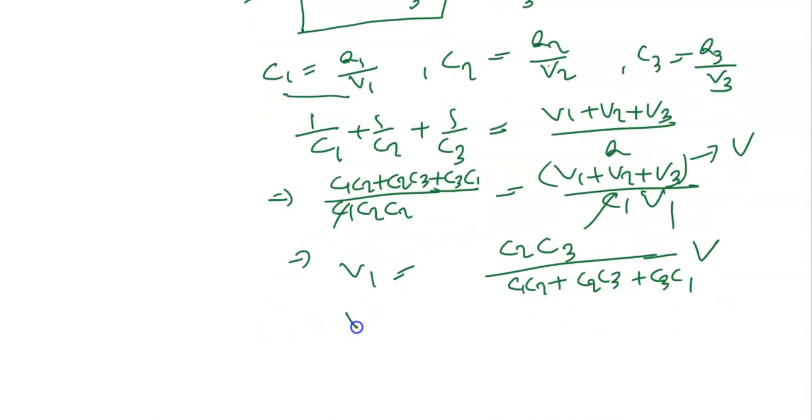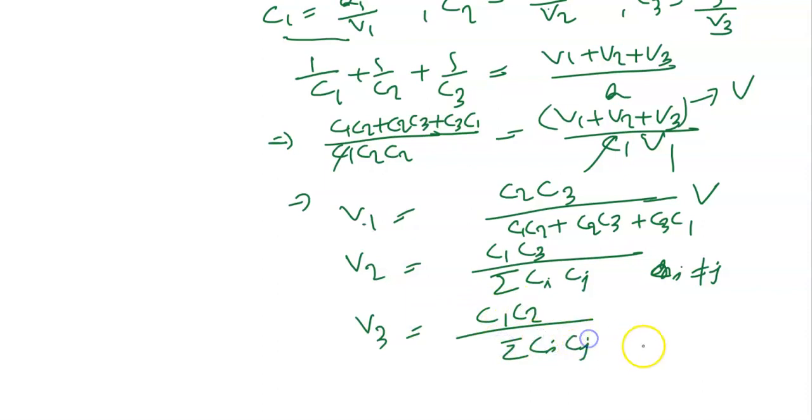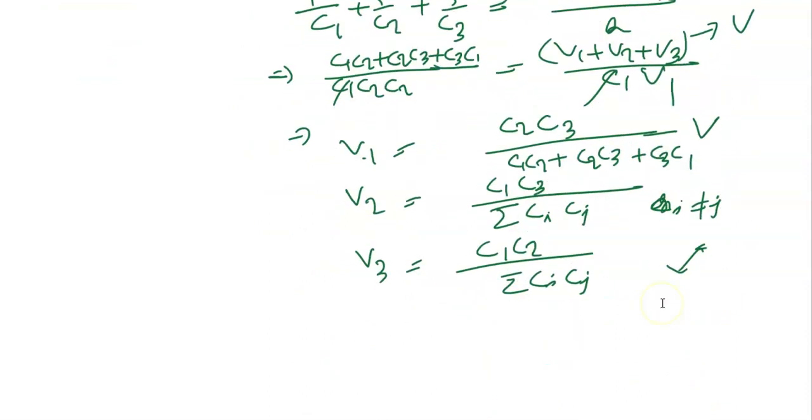Same way you can find the V2, which is C1 C3 upon the same denominator, because for the component you are finding, that capacitor is missing in the numerator, and the denominator is the summation of Ci Cj for i not equal to j. And V3 is C1 C2 upon the summation of Ci Cj, same, i not equal to j. Very simple, you can find it out.